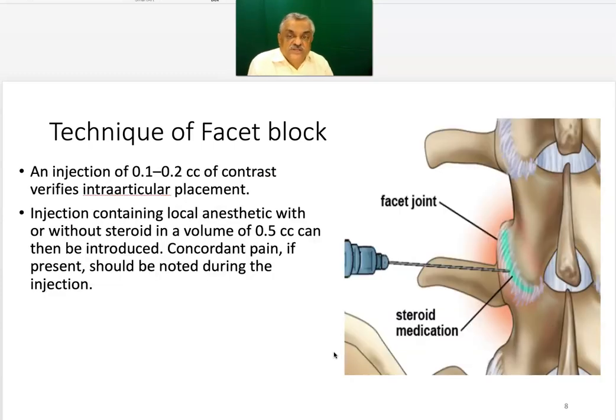We can also inject the facet joint itself by putting it here, the line bisecting the pedicle and the lateral pedicle line, where we go exactly here. An injection of 0.1 to 0.2 cc contrast will tell you that you are inside the joint. Then we give the local anesthetic with or without steroid, and concordant pain is noted during injection, and the immediate relief of pain is noted after the injection.